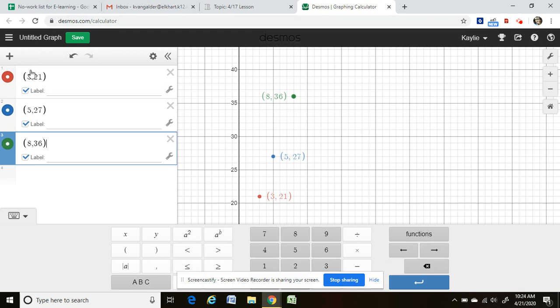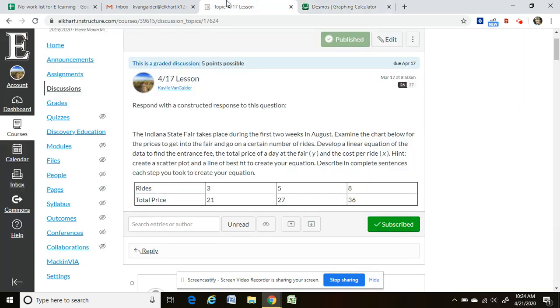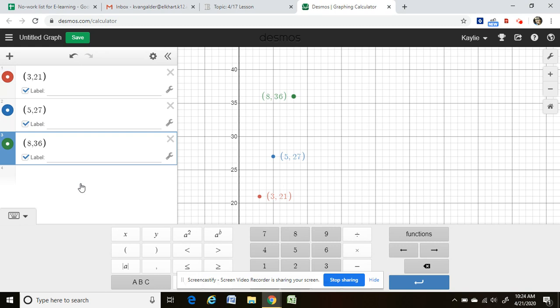I already put in the coordinates. It's super easy. All you have to do is put it in as a coordinate. Type the parentheses, put the x in the x spot, put the y in the y spot. So this is my first coordinate, my second, my third. And I put those in already.